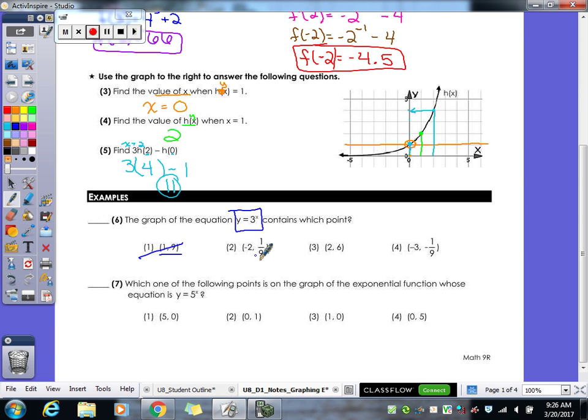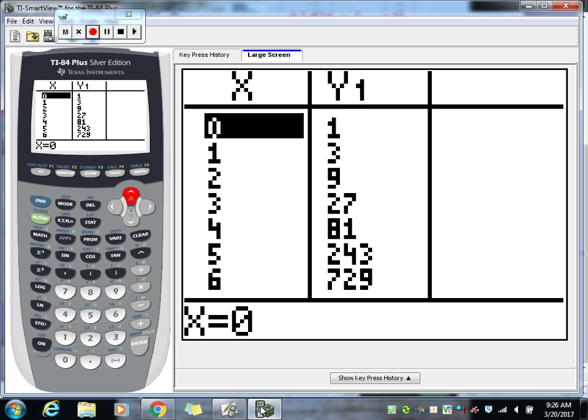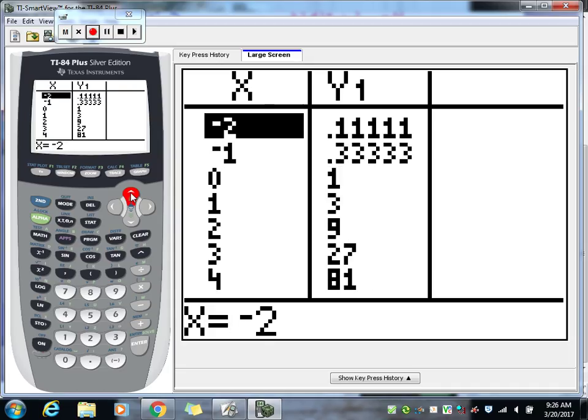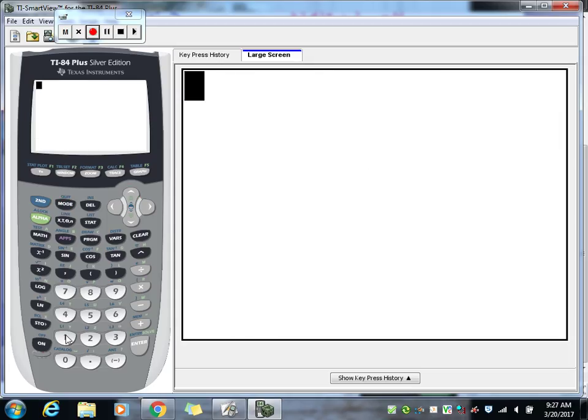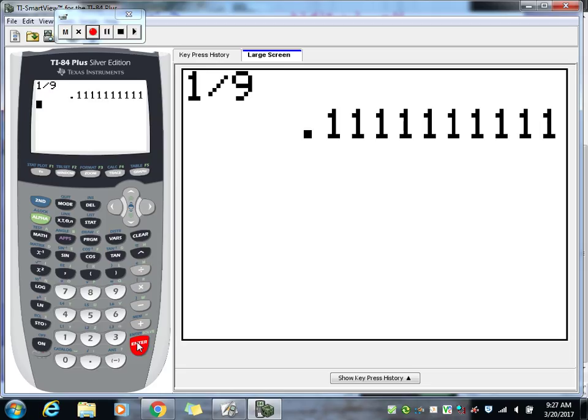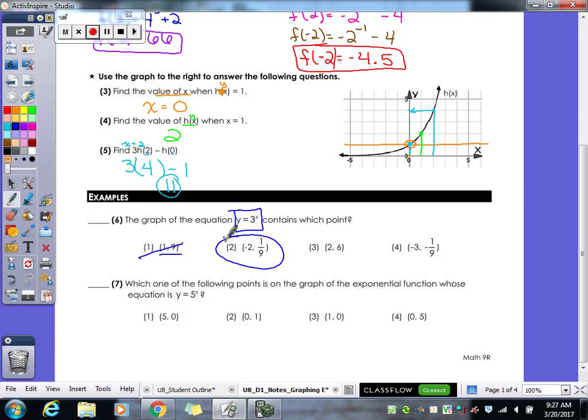How about (-2, 1/9)? Well, negative 2, we got a what there? 0.1 repeating. So let's just see for a second. I'm going to exit my table. What's 1 divided by 9? Is it the same decimal? Yeah, so we have (-2, 1/9). So that one ends up being choice 2.